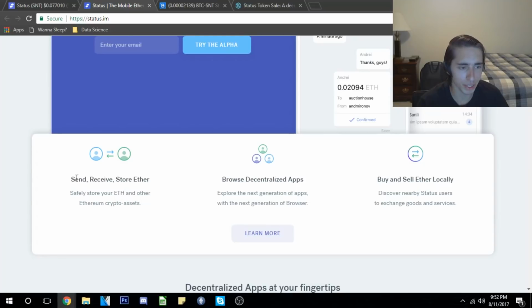You can see here, send, receive, and store Ether. You can do it over the application. You can also browse decentralized apps, and we're going to look at a list of some of them down below. One of the nice things too is you can buy and sell Ether locally. You can use it to exchange for goods and services and use it as a means of exchange in general.